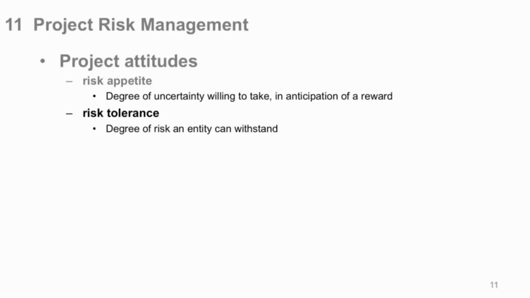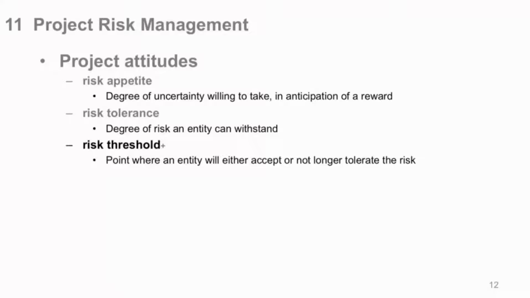Now, the risk tolerance is a little different. It's the degree of risk that an entity, or of course a person, a stakeholder is an entity himself, can withstand. Okay, I'll take some risks, but there's a point where I just won't tolerate it anymore. And when that point is reached, that's called the risk threshold. This is the point where an entity will, let's say, just accept it as it is, or no longer tolerate that risk. So these are the 3 things we need to understand: risk appetite, risk tolerance, and risk threshold.